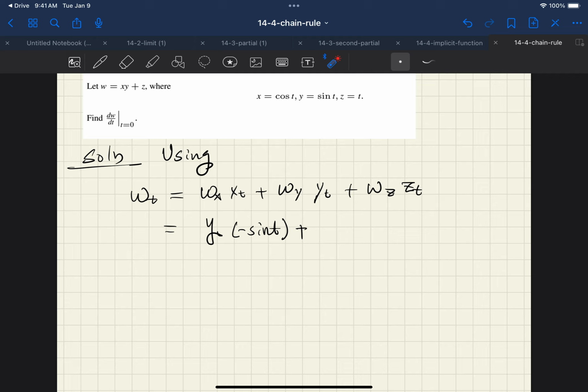Now y is activated. Other things are frozen, so x, yt, we come here, sine t prime, which is cosine t, and wz. So this is constant now, z is activated. So constant prime is 0, and z prime with respect to z is 1. So wz is 1, and z equals t prime is 1.